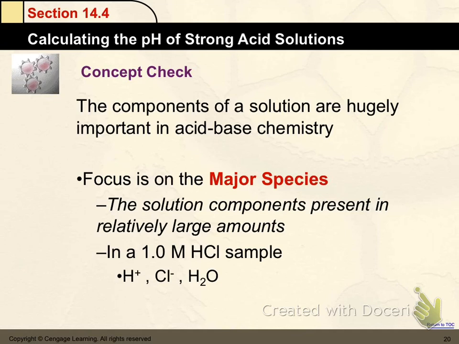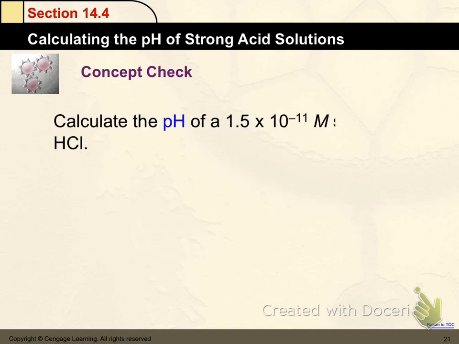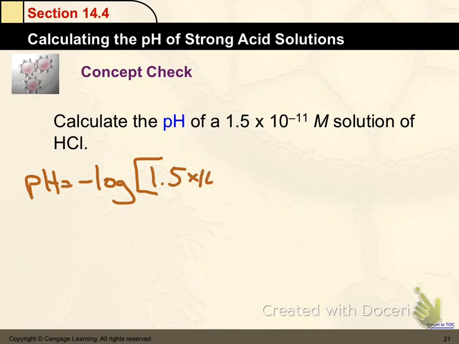So why is this important? Well, let's take a look at this example where we have a pretty small concentration of hydrogen ions. I'm going to ask you to calculate the pH of a 1.5 times 10 to the negative 11th molar solution of HCl. Here's what you might do at first glance. You might say, well, that's pretty simple. I know pH equals negative log of 1.5 times 10 to the negative 11th. And then you'd come out the back side and you'd say, oh, well, it's 10.82. That's our pH. And I would say, no, that is not right.